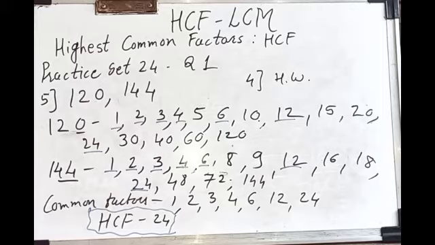So in the first question, 10 examples are given to you. Among those, 5 examples I already solved. Oh no, 4 examples I already solved. The fourth one I have also given as homework. And only the 10th example is of a 3-digit number. That also you have to try this way now. I told you how to find the factors. Okay. So now this practice set 24, question number 1 to 10 examples, you have to solve in your notebook. Thank you.